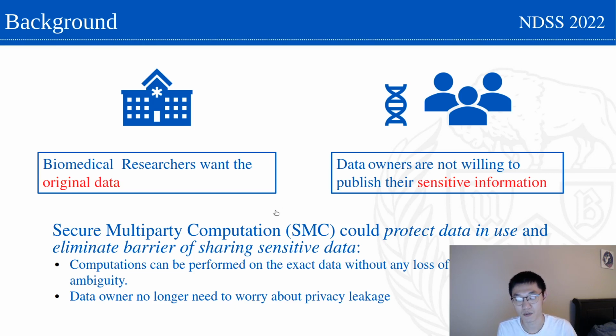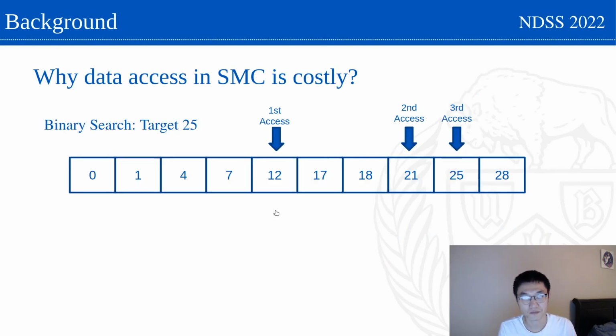Because almost every simple operation that's almost free in general computation will become very expensive, especially the data access, data retrieval, or data search operations. So why is the data access in SMC so costly? We can use a binary search example here. If we want to do a binary search, we may need to make multiple accesses and comparisons to find the final target location.